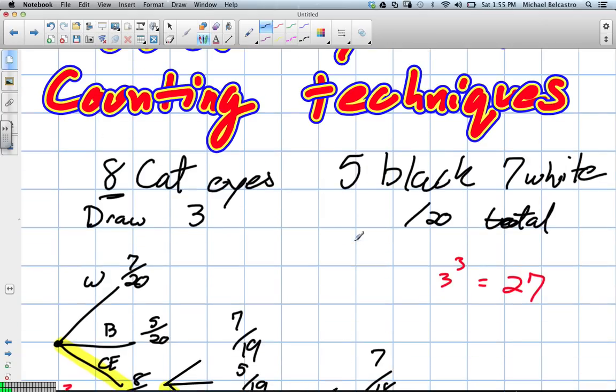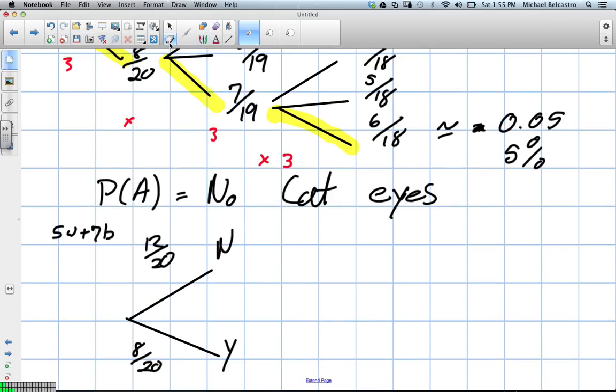Was that right, or is it 5 black? Oh, sorry, I wrote those backwards. 5 black and 7 white. They all add up to 12. So the probability of not grabbing a cat eye is 12 out of 20. And this is the route we want to take.